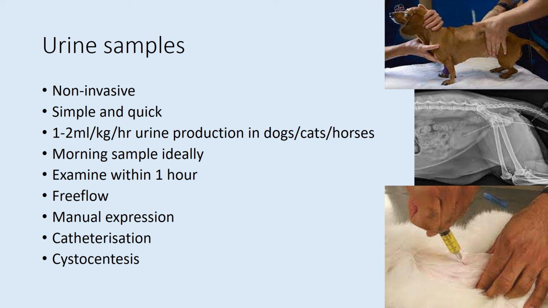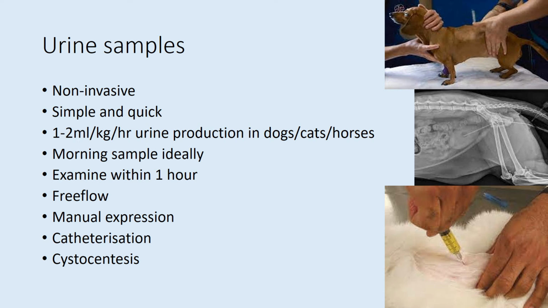The manual expression, which you can see in the picture at the top of the slide, is relatively easy in dogs, cats and small mammals, but we do have to be very, very careful with this technique because there is a risk of bladder rupture or trauma to the bladder if we push too hard. Again, this method is non-sterile, so not suitable for microbial tests which look at the bacteria.